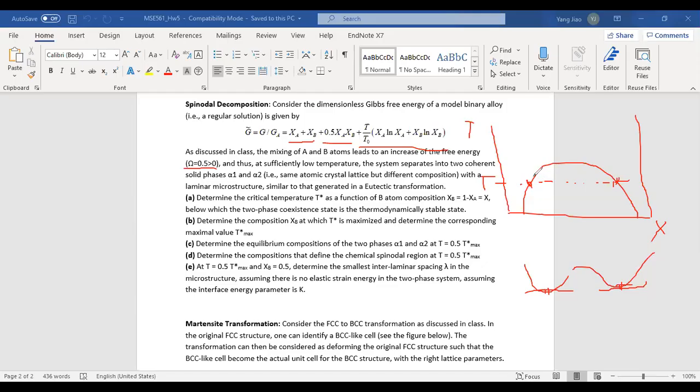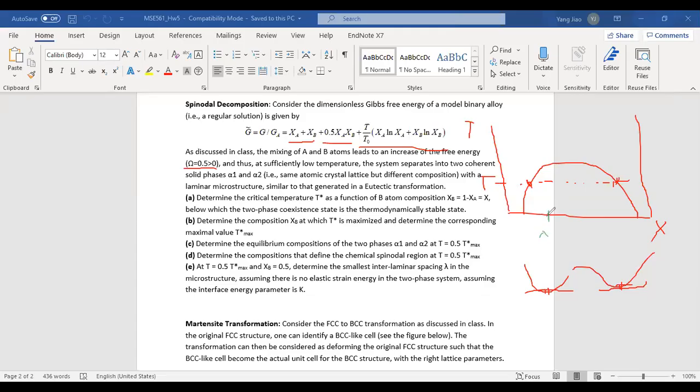So basically this is what we know, right? But if you look at the question, what is it asking? Well, what it is asking is that for a given composition B, let me show that. Instead of giving you a temperature, I give you a composition, right? So this is my X. I ask for this given composition, what is the critical temperature T star, below which the two-phase coexistence is stable.